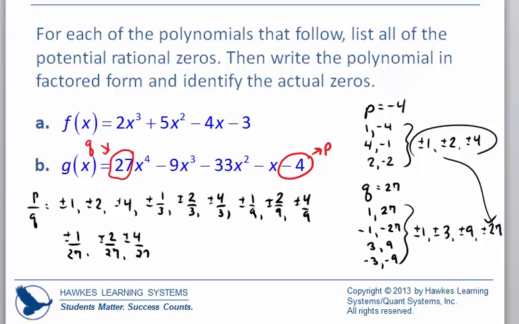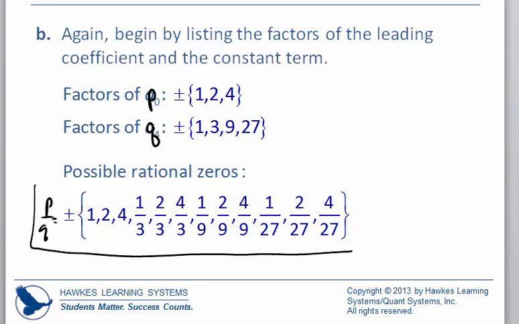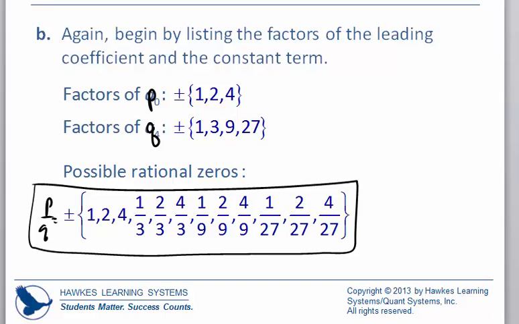All right, so again, we're just going to check this. We have the factors of P and the factors of Q, just like we came up with. We have our list of P over Q, just like what we wrote down on the previous slide. So now our job becomes to go in and check. We have the potentials done here, that's part of what we're asked to find. The next thing we need to do is find the actual zeros and get it factored.